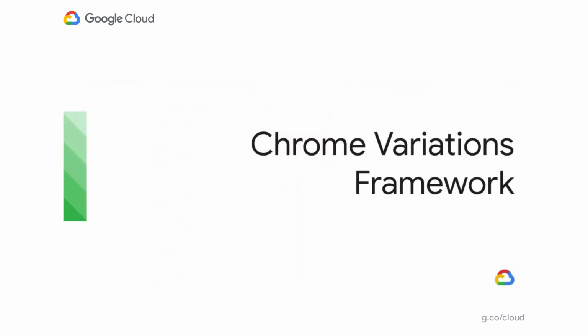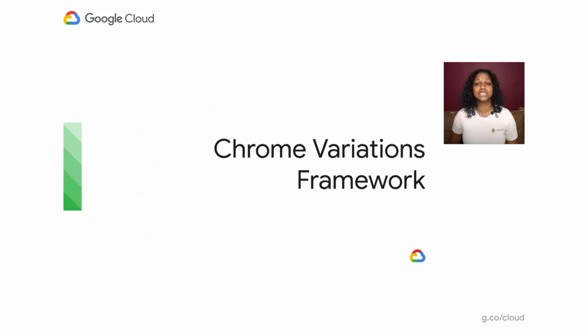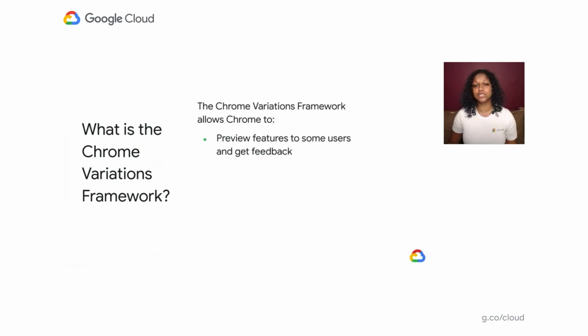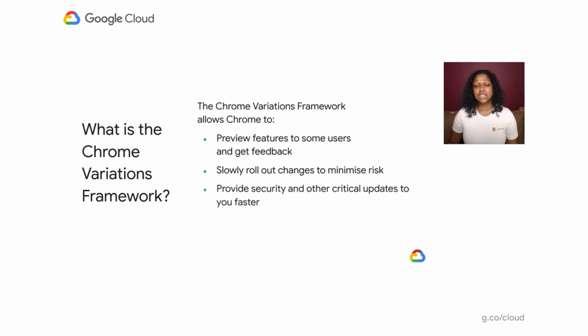I'd like to touch a bit on the Chrome Variations framework, which is another way that we update Chrome and is separate from Google Update. The Chrome Variations framework lets us give a small group of users previews of new features and gather feedback, slowly roll out changes to progressively larger groups of users to minimize the risk of incompatibilities, provide security and other critical fixes to you faster, and roll back features if needed without you having to wait for a new version of Chrome. All the user has to do is restart.